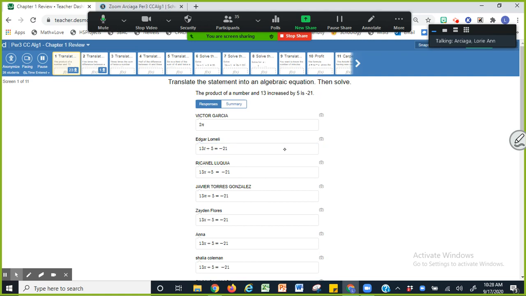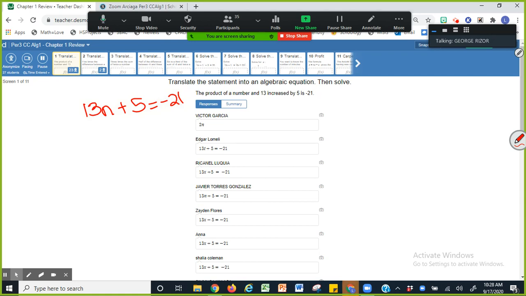Okay, so again, if you're just joining us right now, we were saying the product of 13 and a certain number, let's say n or x, increased by 5 means plus 5, and then negative 21. Would anybody like to unmute himself or herself and help me how to solve this? Anybody?